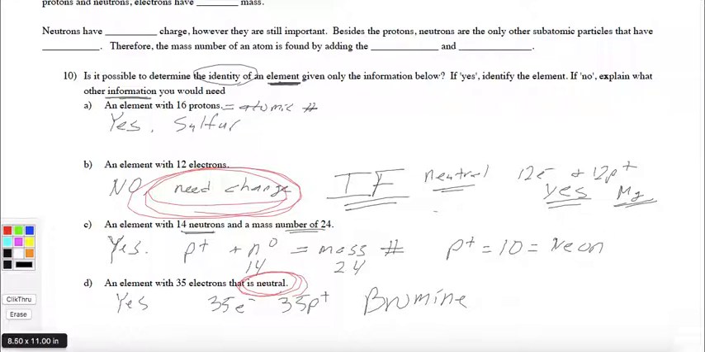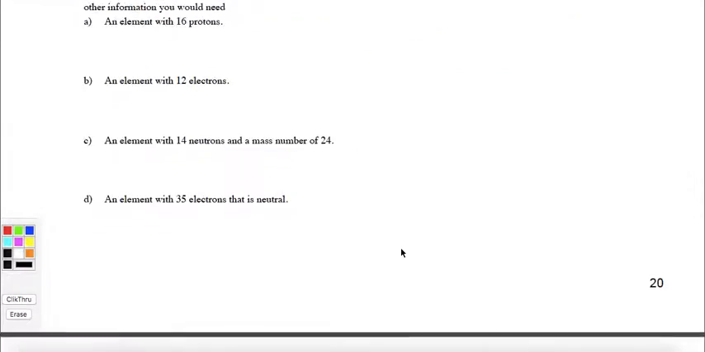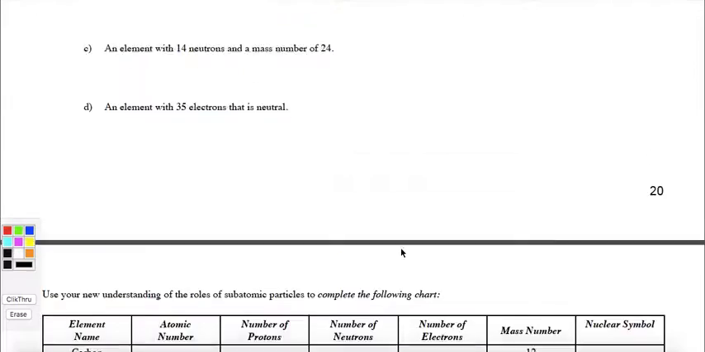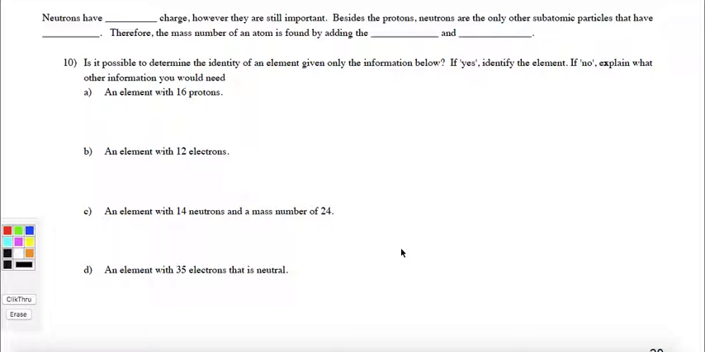You'll notice, ladies and gentlemen, that I do not have the periodic table memorized, and I do not expect you to have it memorized. And that should finish things up. We get to the table, we'll talk more about that in a different video.